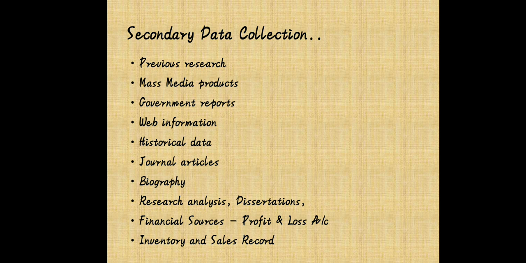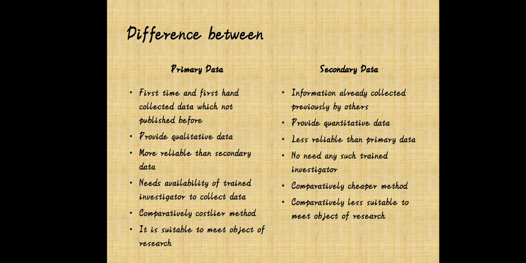Now in the next slide, we can see the sources of secondary data collection, that is previous research, mass media products, government reports, web information, historical data, journal articles, biography, research analysis and dissertation, financial sources like profit and loss account, prospectus, inventory, and sales records. So these are the sources of secondary data collection.